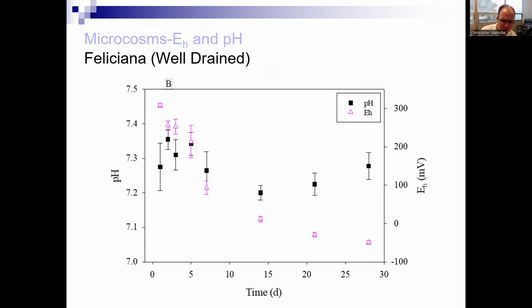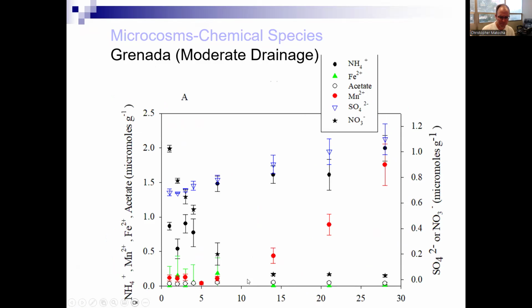Now, what are the redox potentials doing? The Feliciana, being a well-drained soil, tends to be higher at the very first data point after 24 hours compared to the Sadler, and it drops. See a sort of exponential decrease here, and pH tends to be sort of stabilized in the Feliciana.